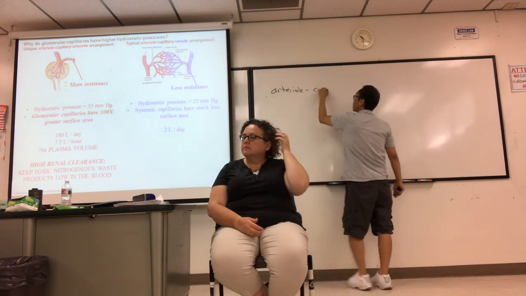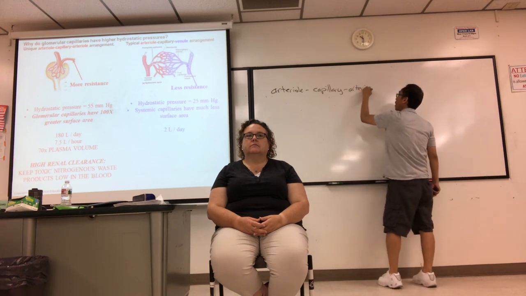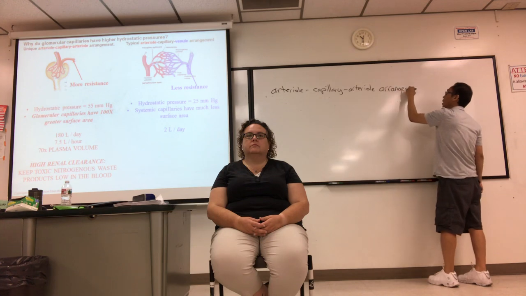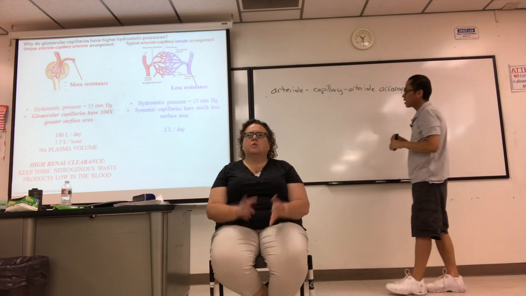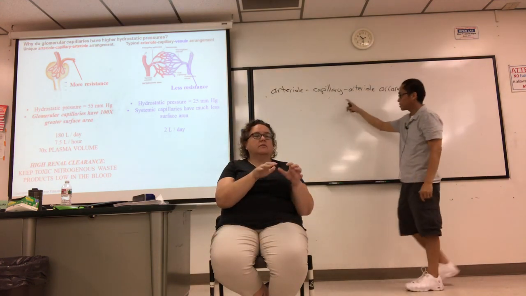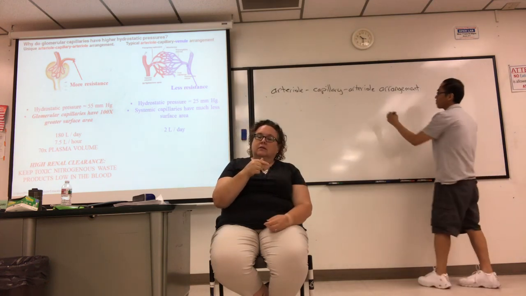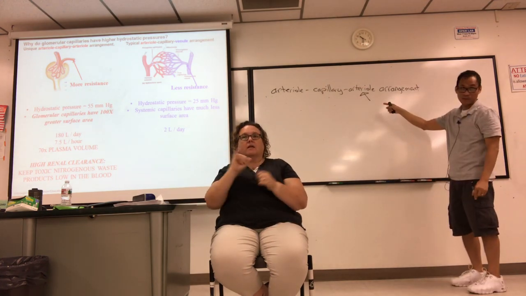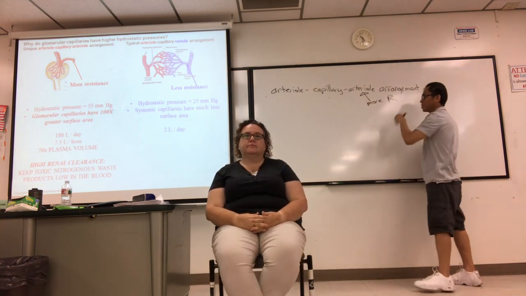Arterial, capillary, arterial arrangement. What do I mean by that? The first arterial is the afferent one. The capillary bed is the glomerulus, and the second arterial is the efferent arterial. So notice we have an arterial on the other side, not a vein. That provides more resistance. Capital R, resistance to blood flow.